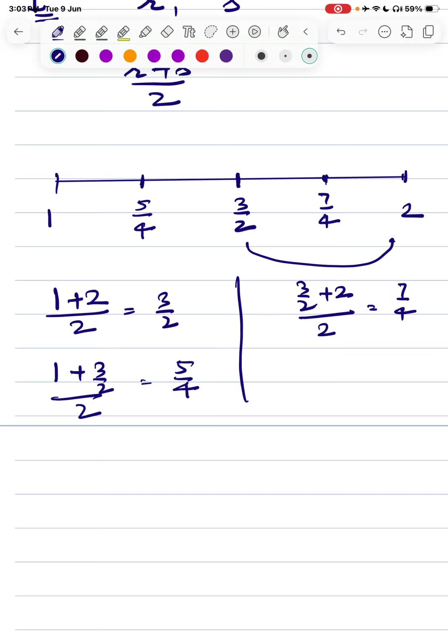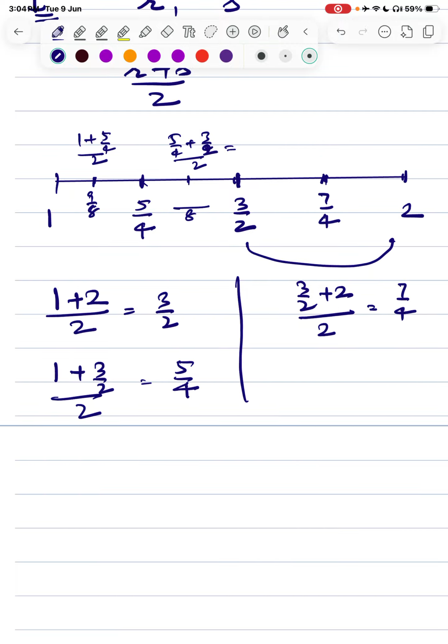Again, you can take half of these two, or half of 3 by 2 and 7 by 4, or half of 5 by 4 and 3 by 2, or 1 and 5 by 4. I can take this number, so this number will be 1 plus 5 by 4 by 2, which comes out to be 9 by 8. So 1, 2, 3, 4, till now we have inserted four numbers. The next number you can take anything, so you can take these two, 5 by 4 plus 3 by 2 by 2. So you will get 11 by 8.